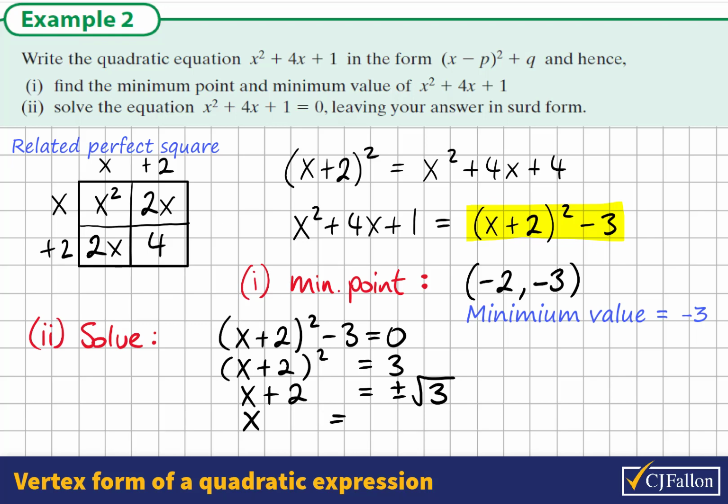And finally, we take 2 from both sides, giving that x is equal to negative 2 plus or minus the square root of 3. And there are 2 solutions.